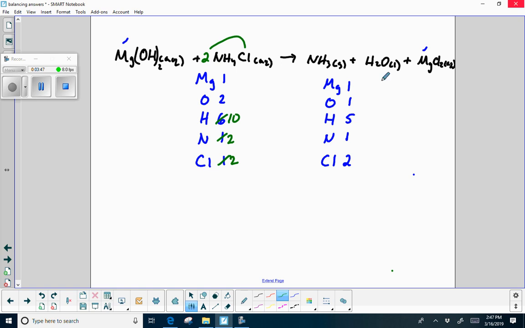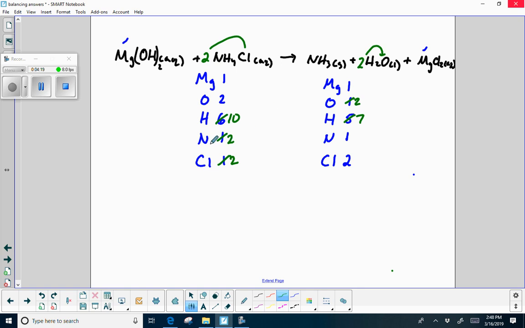The next thing I can do is perhaps even out the oxygens. Here I've got 2 oxygens, and here I only have 1, so I can put a 2 in front of here. So it's going to give me 2 oxygens, so we're balanced there. But I've changed the number of hydrogens here. So I'm going to have 4, 5, 6, 7 hydrogens. I have 7 hydrogens. Well, getting better, but still not quite there. So far it looks like we've got the nitrogens off and the hydrogens off. So let's see what we can do.